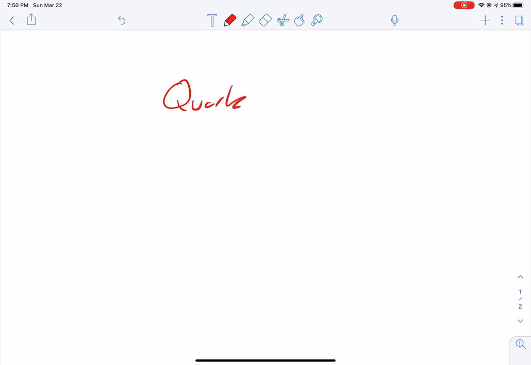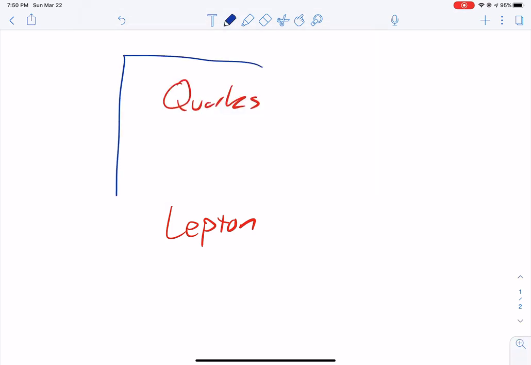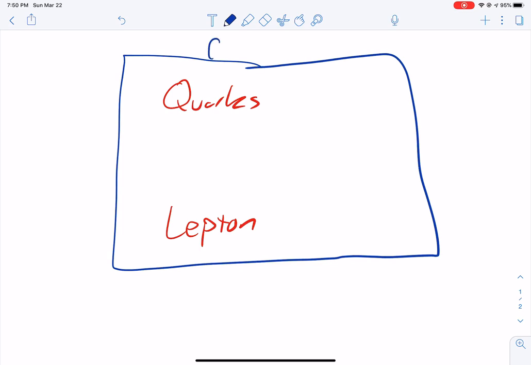Quarks and leptons. All together, I can call these by a special phrase. I can call these fermions, or fermions, I don't really know the proper pronunciation. Fermi is a very important guy for all this particle physics stuff. So these little particles are elementary particles. These are really small particles.